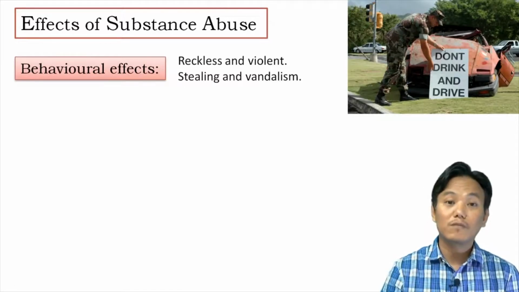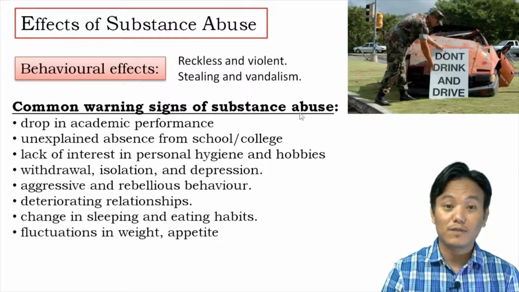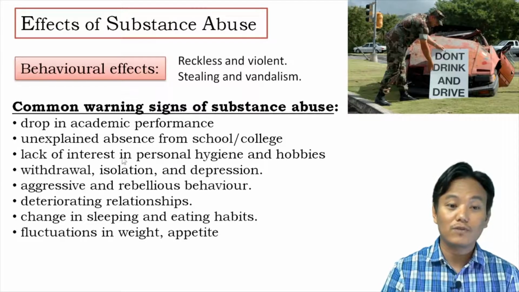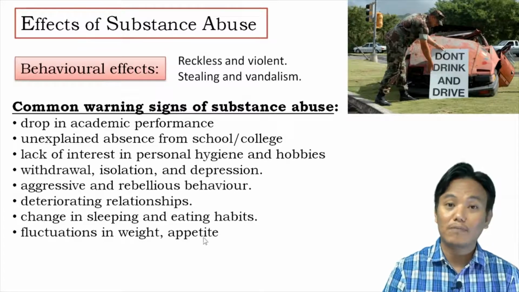By observing the behavior of a person, you can tell whether that person is into substance abuse or not. Here is a list of common warning signs of substance abuse that you should look out for among your friends: drop in academic performance, unexplained absence from school and college, lack of interest in personal hygiene and hobbies, withdrawal, isolation and depression, aggressive and rebellious behavior, deteriorating relationships, change in sleeping and eating habits, fluctuations in weight and appetite.